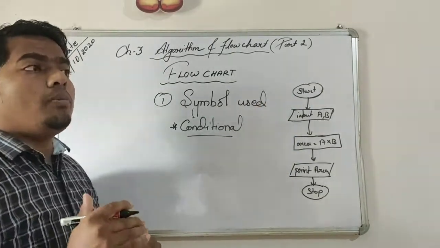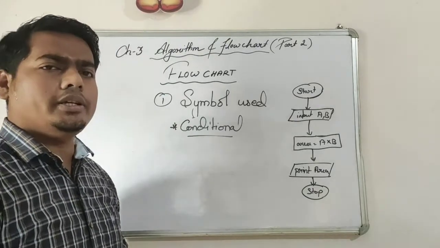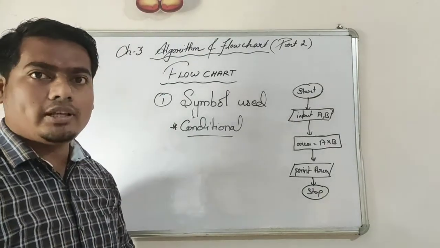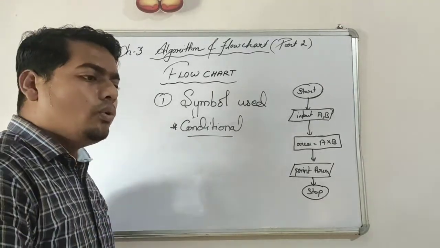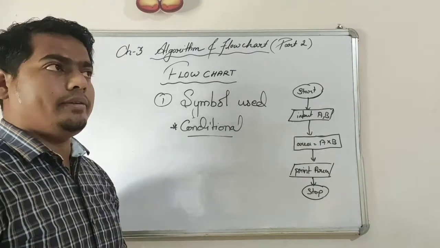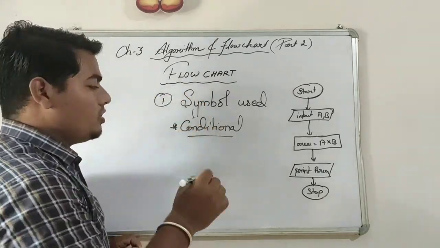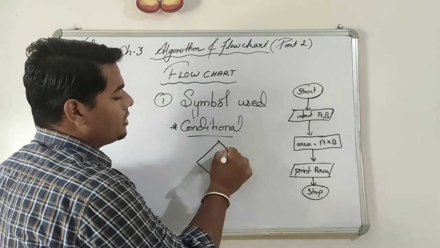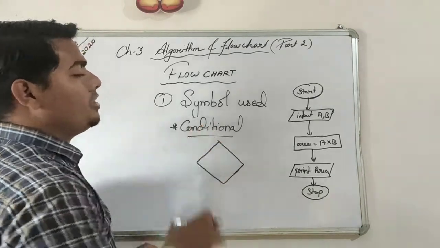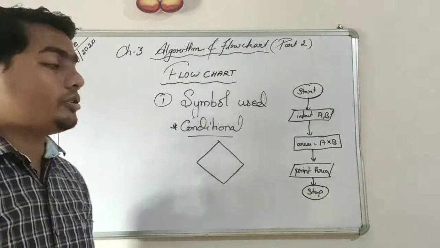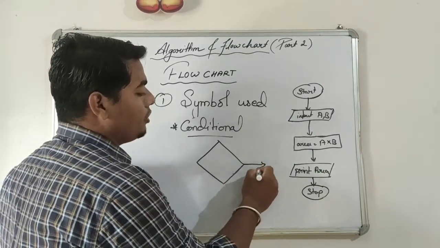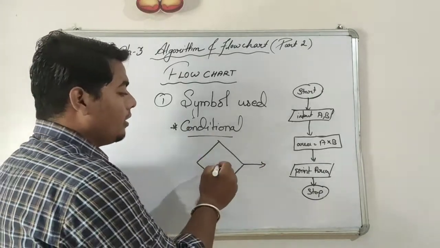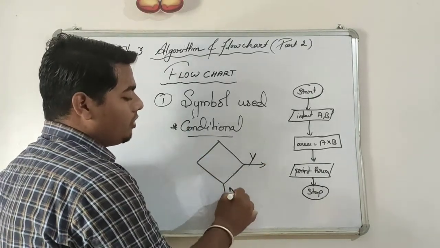But if your problem or question is a little bit complicated, sometimes in between you get two answers, yes or no, true or false. If true, do this. If false, do that. In that case you have to use the rhombus. This is known as the rhombus shape, and in a flowchart it is also known as the conditional box. In this conditional box, we always have two outputs. For example, one is for yes and one is for no.